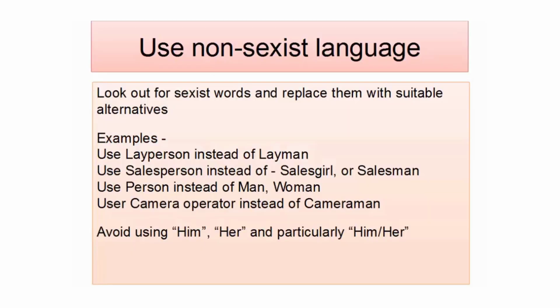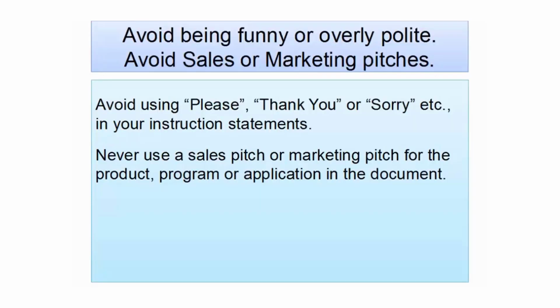Avoid using him, her, and particularly the use of him/her. So replace layman with layperson, salesman or salesgirl with salesperson. Be on the lookout for similar sexist words and replace them with convenient alternatives. Avoid trying to be funny. Absolutely no jokes are allowed in user manuals. Or being overly friendly or polite, that is, using words such as please, thank you, sorry, etc. And avoid the marketing pitch or the sales pitch in your content.